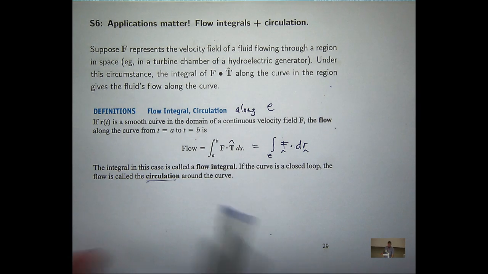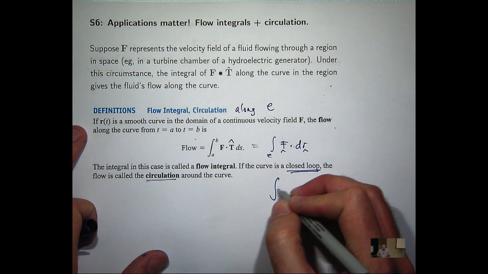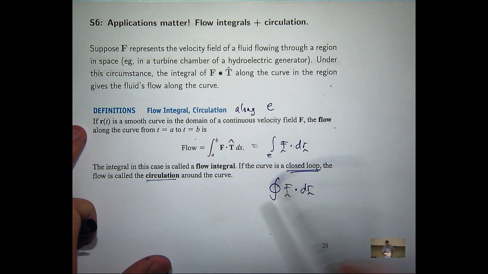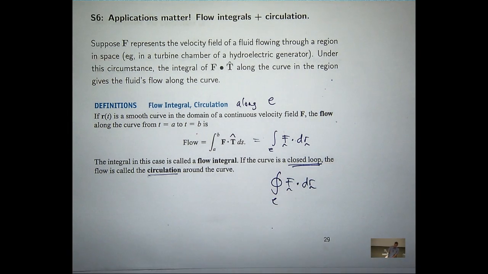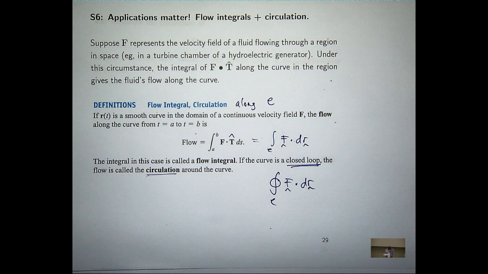Now, if we have a closed loop, sometimes we use the following notation. We use this integral with a little circle in the integral sign. That means that you're integrating over a closed loop like a circle or an ellipse or something else. Okay? So when you see that, you know that your curve is a closed curve.